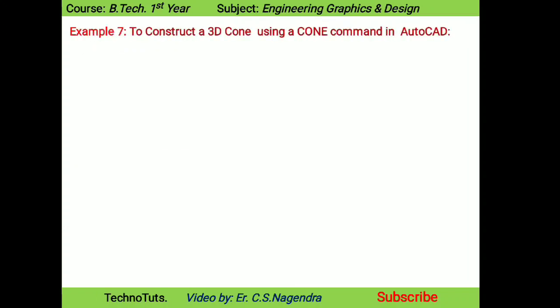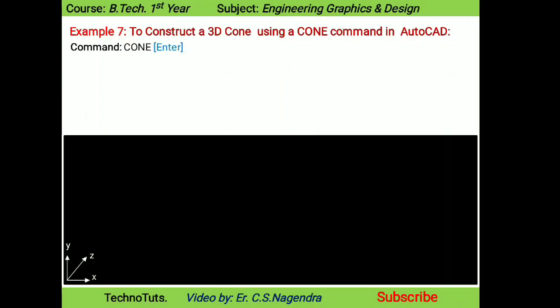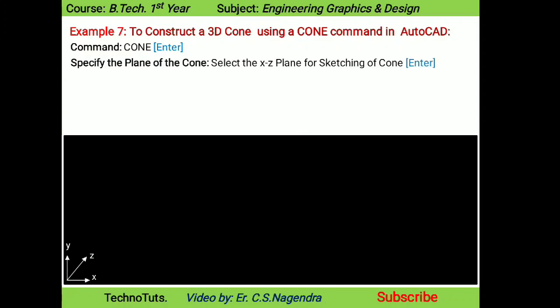Okay, let us take an example of the cone command. Example number 7: to construct a 3D cone using the cone command in AutoCAD. At the command prompt, type cone and press the enter key. You will see the viewport get activated on the screen. Now the computer will ask you to specify the plane of the cone. So just select the plane in which you have to draw. I have selected the exact plane here for sketching of the cone.